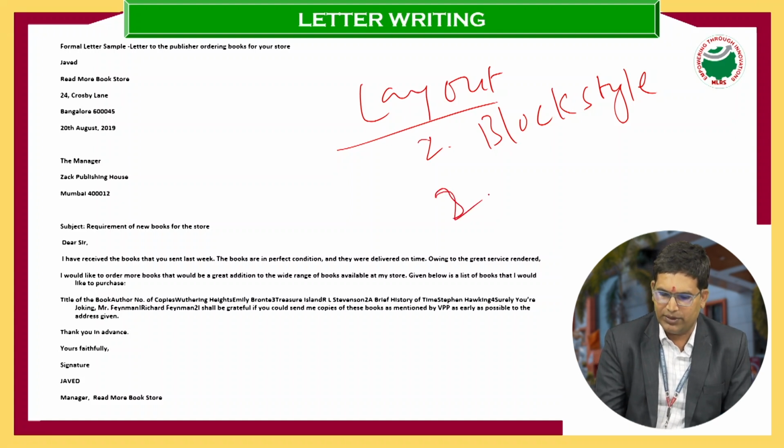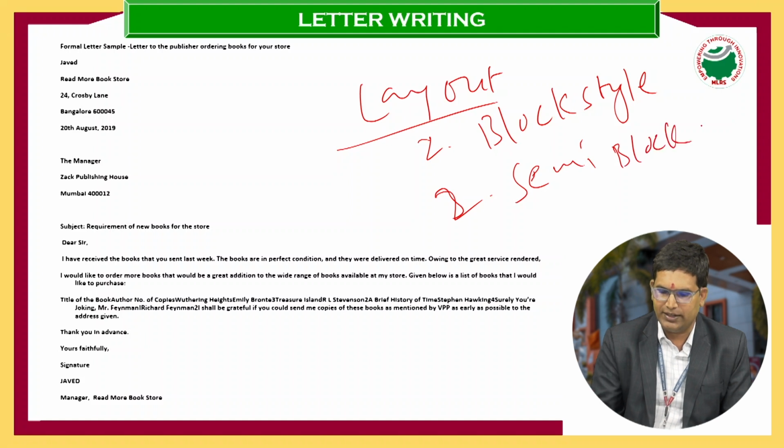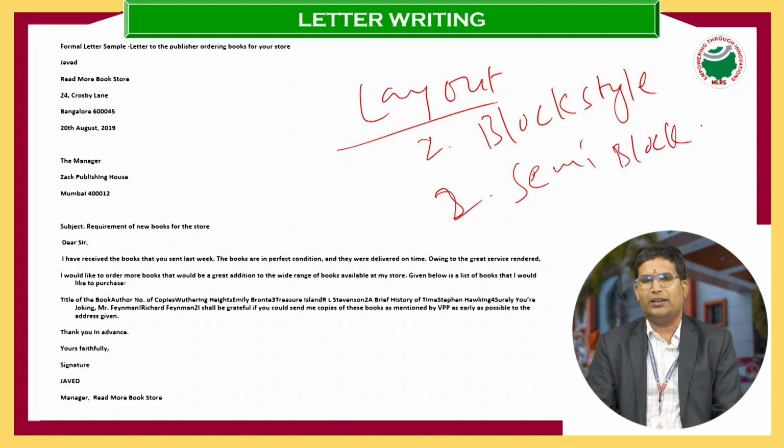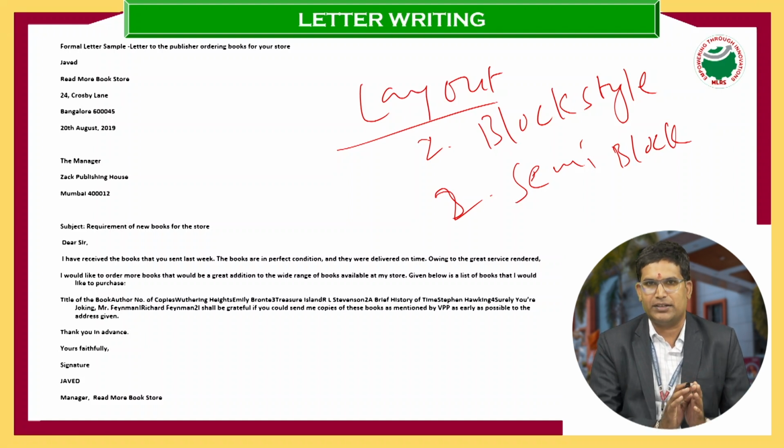And the second one we can call semi block style. Block style and semi block style. Block style means all the alignment should be mentioned in the left margin. Everything is in the left margin only. Whereas in semi block, some will be in the left margin and some will be in the right margin. So it depends on the nature of your writing and the relationship between the persons.